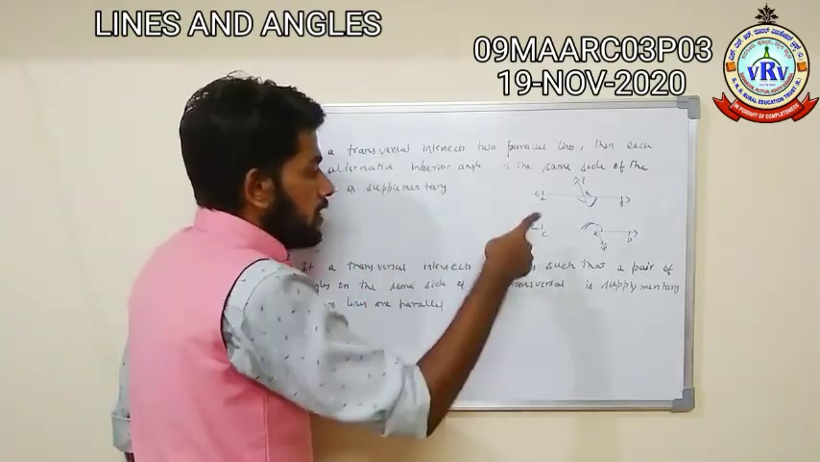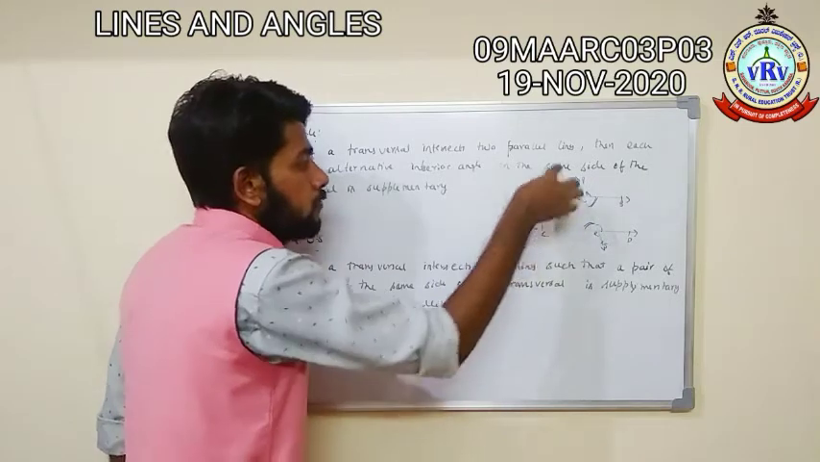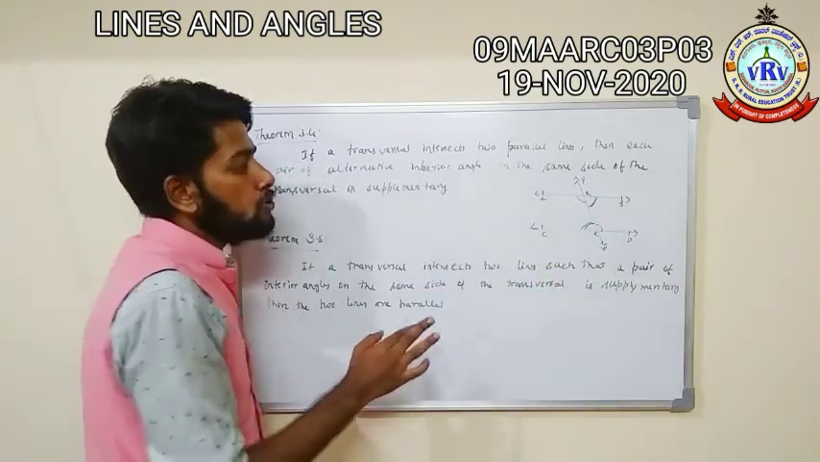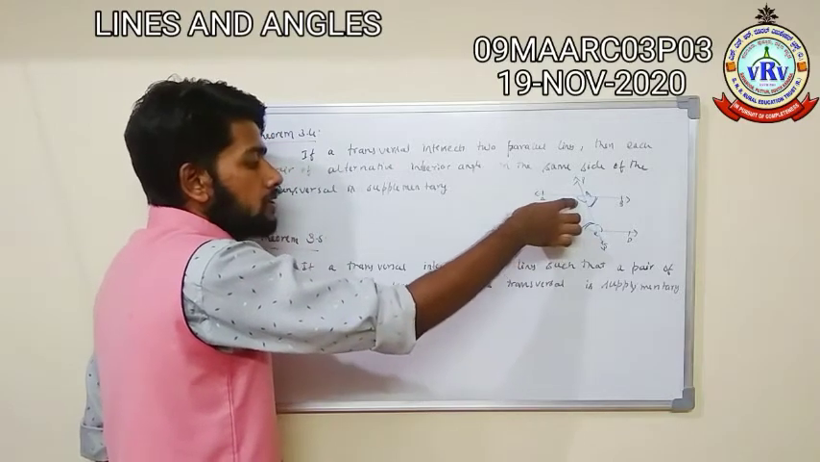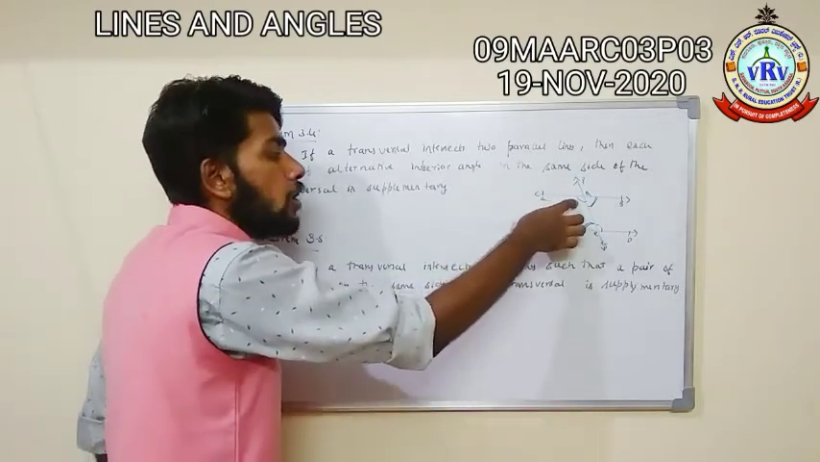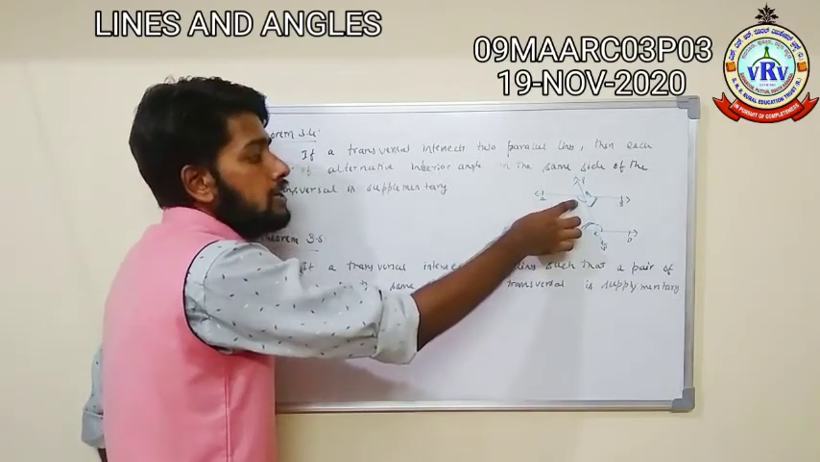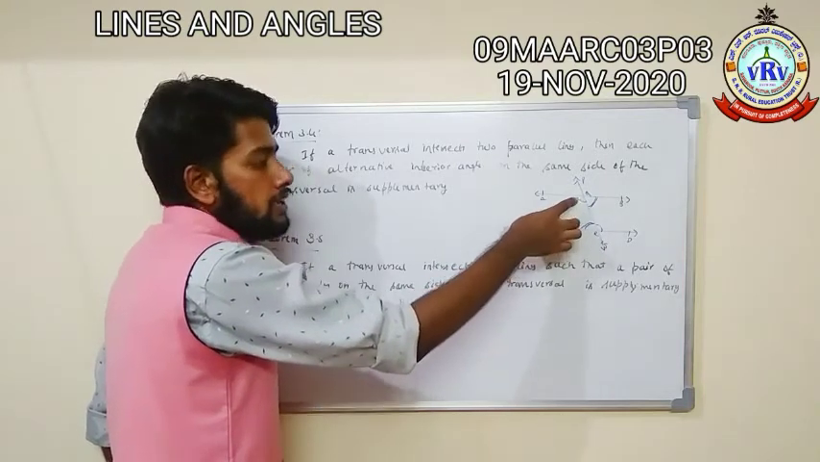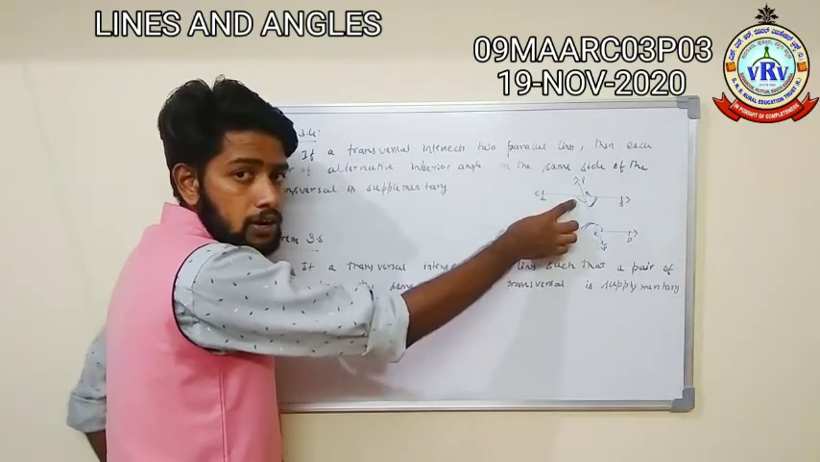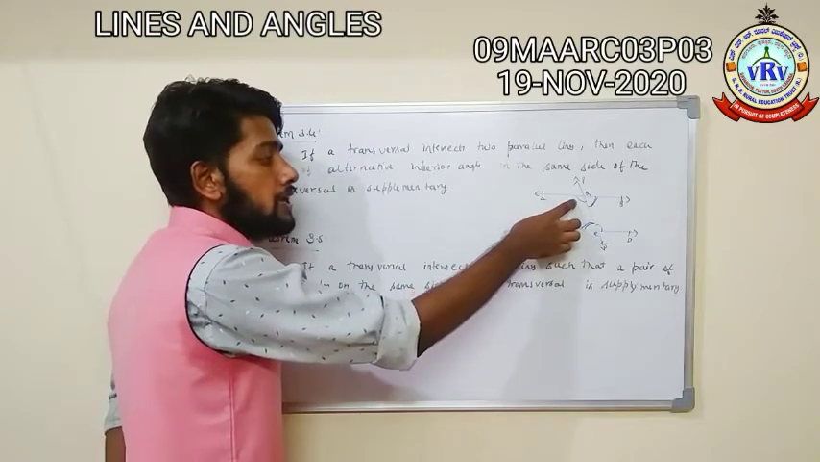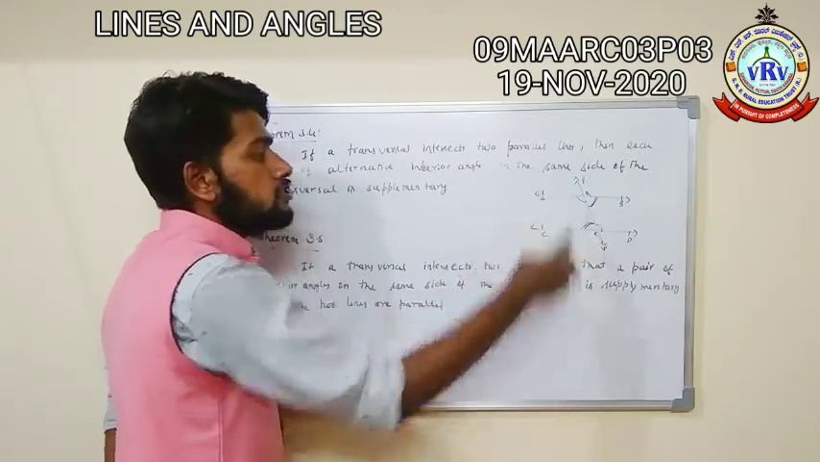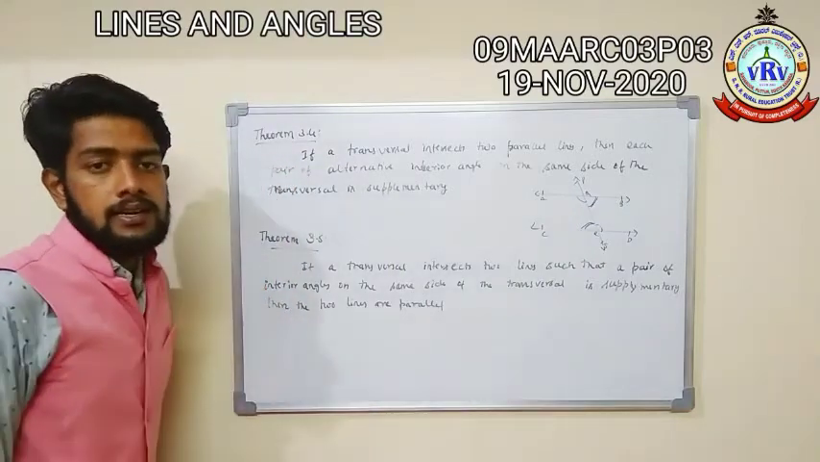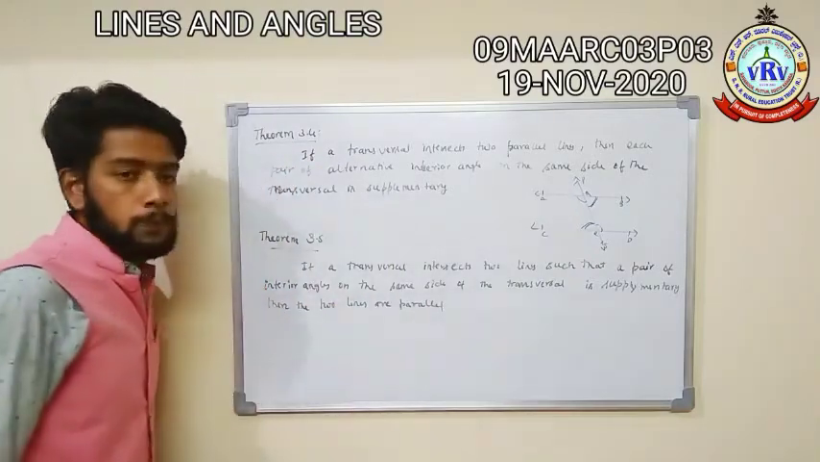In this, what they say is, if two lines are there, one transversal which passes through two lines, then the interior angles on the same side of the transversal are supplementary. If the interior angles on the same side sum to 180 degrees for both pairs, then these two lines are parallel. This is theorem number 3.5.